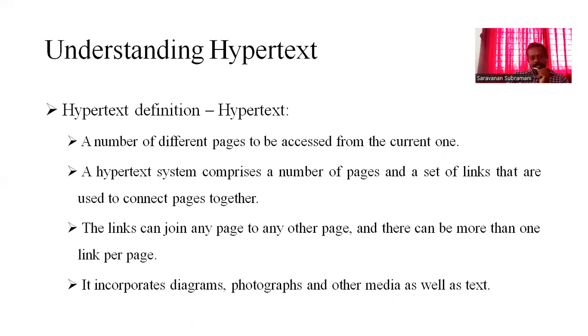In hypertext activity, there are a number of different pages to be accessed from the current page. The hypertext system comprises a number of pages and a set of links that are used to connect the pages together to make a proper website. These links can join any page to any other page through the hyperlink, and more than one link per page is possible here. It incorporates diagrams, photographs, multimedia, as well as text. Everything is available here.